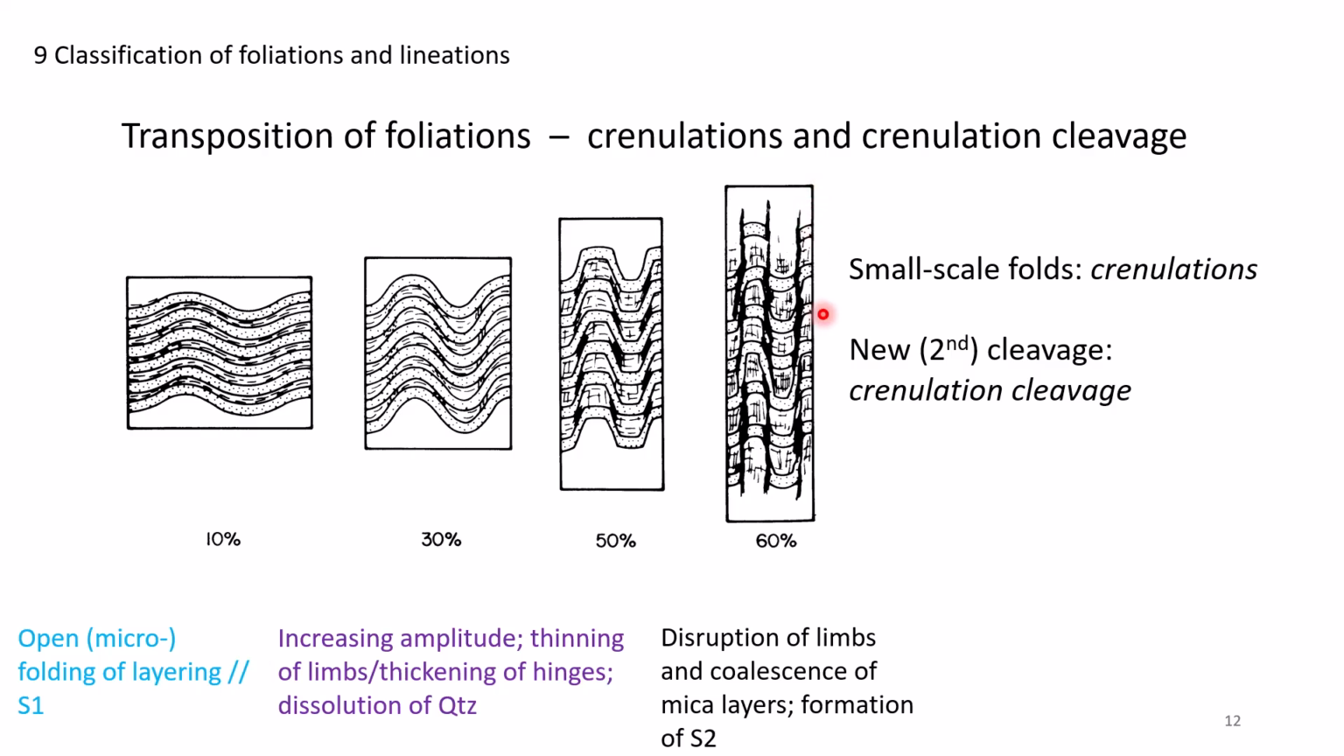In between the S2 foliations, we see that a new microlithon has formed, and this microlithon contains relics of the former layering of the earlier microlithons and cleavage domains that are still visible here as relic hinges of these crenulations of the microfolds. And as soon as this stage is reached, that we have a through-going interconnected second generation foliation, we would talk about a crenulation cleavage. The crenulations are present as relic structures in the newly formed second generation of microlithons.